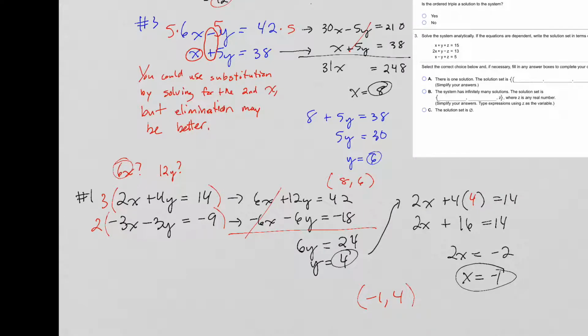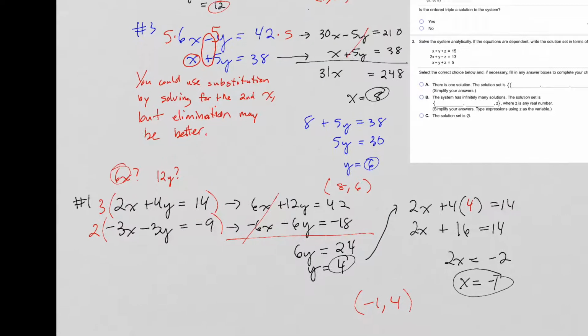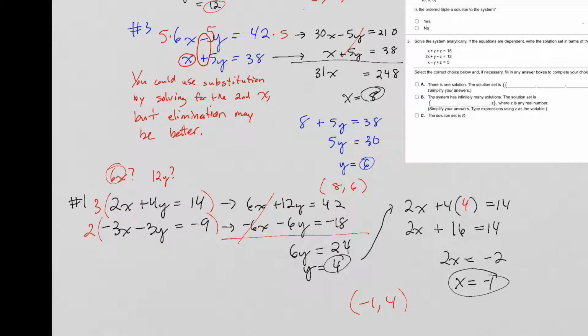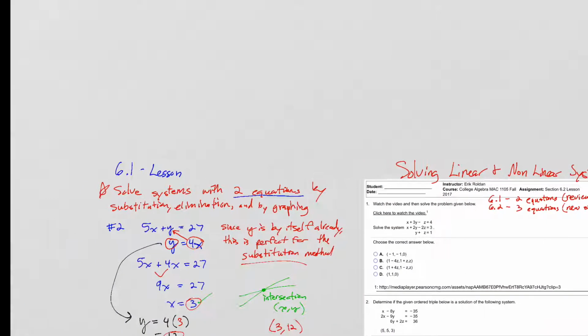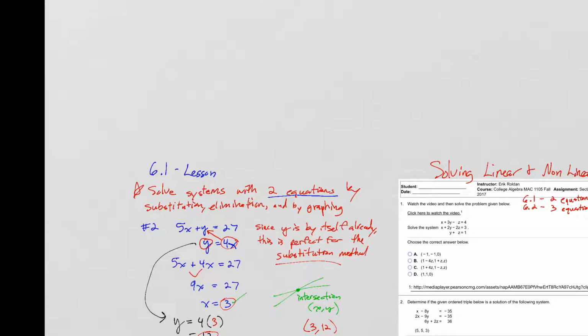Okay, so that's a quick review of Algebra 1. Now let's apply these methods to a nonlinear system in 6.1, and that'll be number 4. Okay, number 4, it's going to be similar but different. What's similar is that there are two equations, but what's different is that they're not linear anymore.